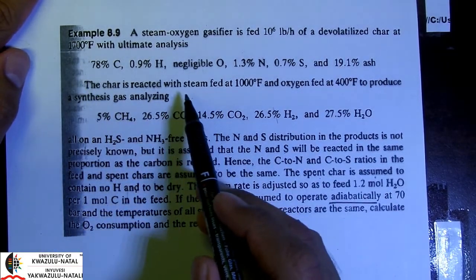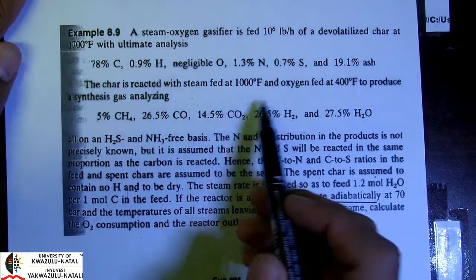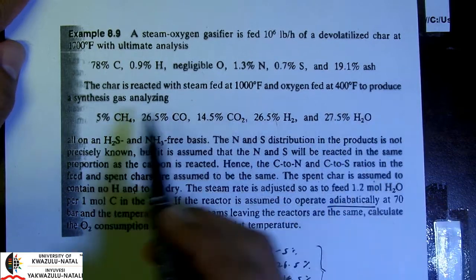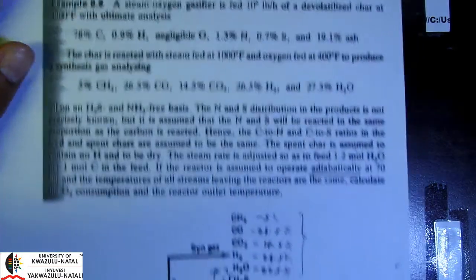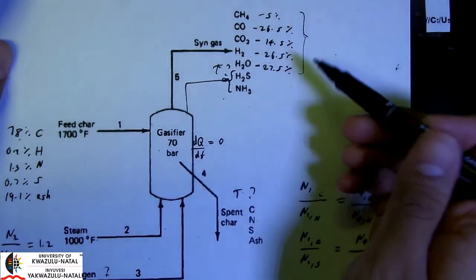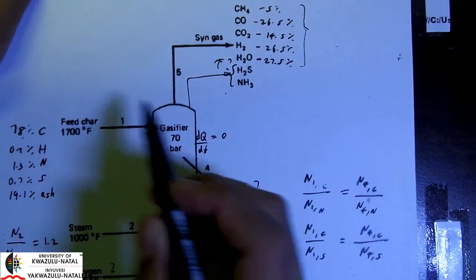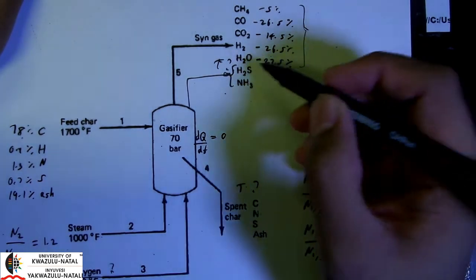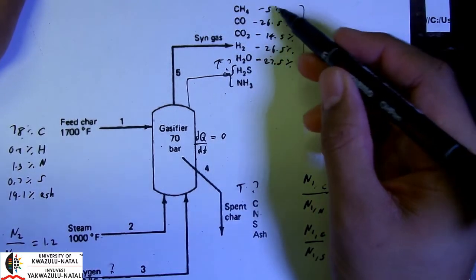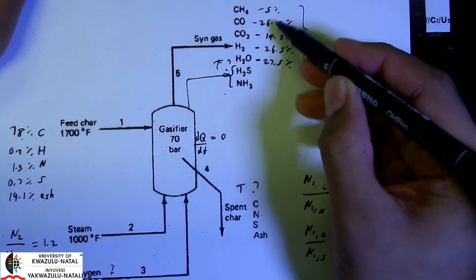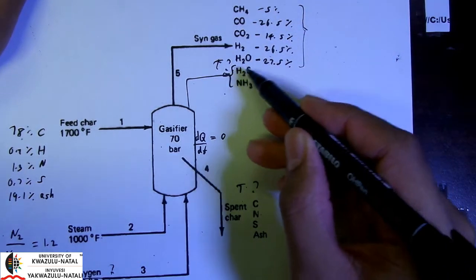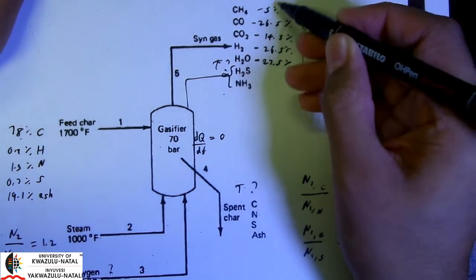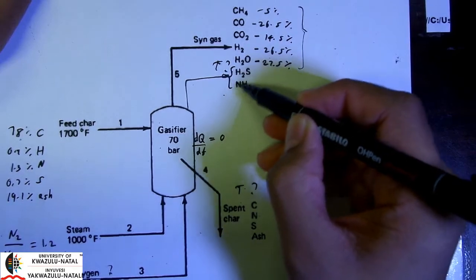Okay, the char is reacted with steam, and that's fed at 1000 degrees Fahrenheit, as well as oxygen at 400 degrees, to produce a synthesis gas. So here is our gasifier, and here's our feed char coming in, together with our steam in stream 2 and our oxygen in stream 3. And we get the following syngas, and we have been given the compositions of our syngas on an H2S and NH3 free basis. Okay, so that's an important point. These are the compositions excluding the H2S and NH3.